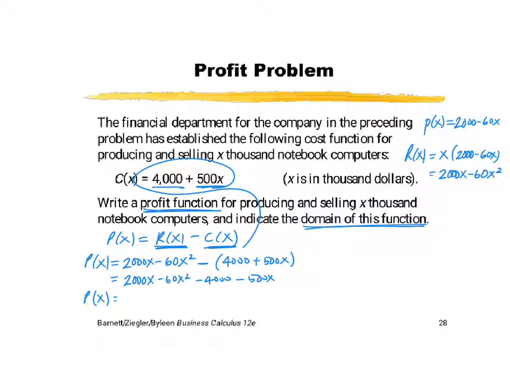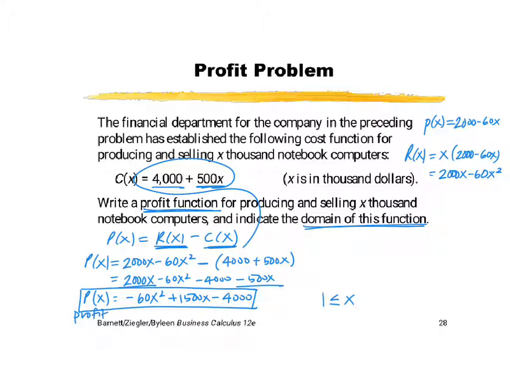And so our profit function is going to be negative 60x squared. And if we combine like terms here, 2,000x minus 500x will be plus 1,500x minus 4,000. So here we have our price function, or our profit, not price. Okay, so let's put our profit function, and then our domain is just going to be the same as before.